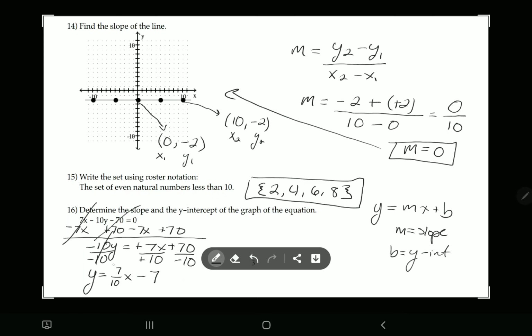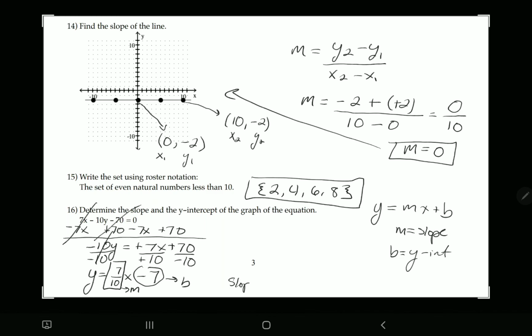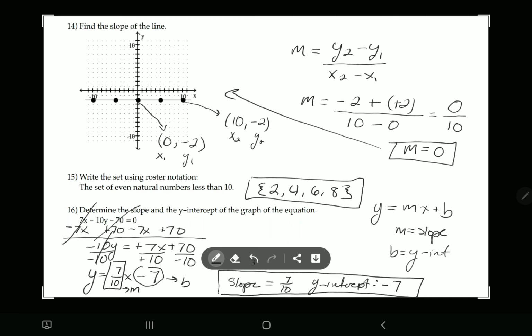So my slope is the coefficient of x. The -7 is my b. So my slope in this case is 7/10. My y-intercept is going to be -7. And that is the answer to the question. That is the answer to number 16.